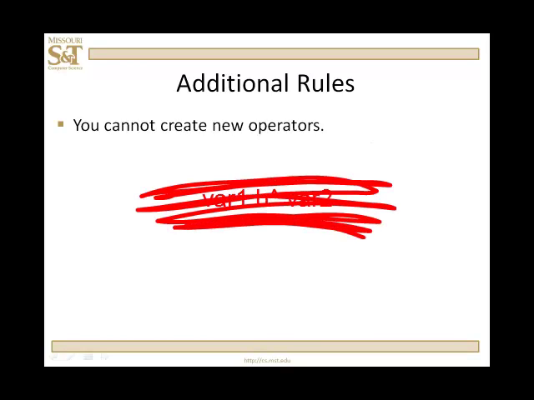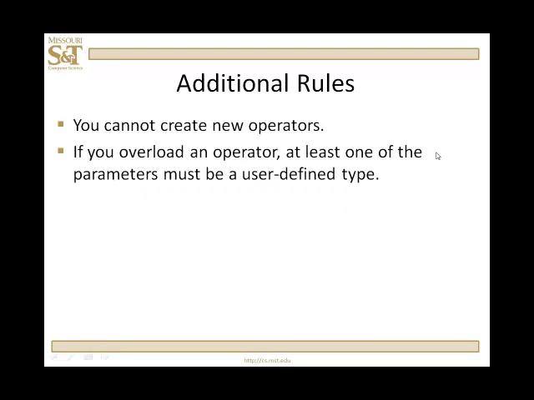Can't do that. Can't invent operators. Okay, if you overload an operator as a non-member function, then at least one parameter has to be a user-defined type. You can't change the arity of an operator. If it's binary, it stays binary. If it's unary, it stays unary.